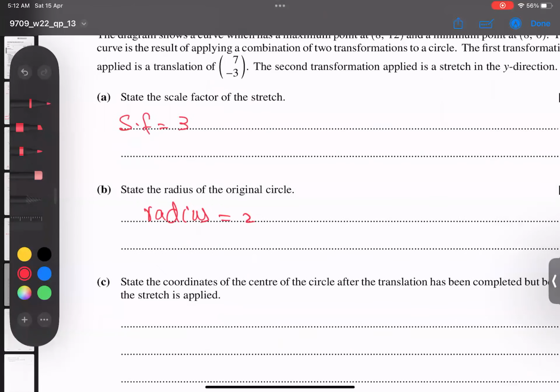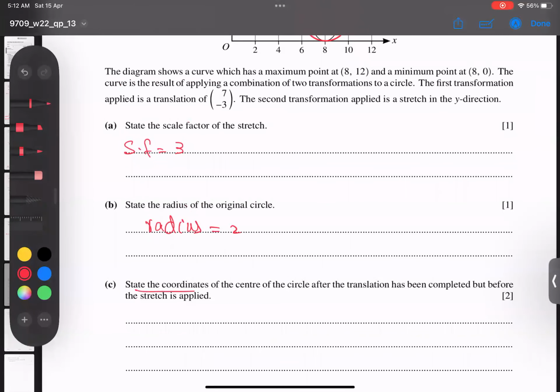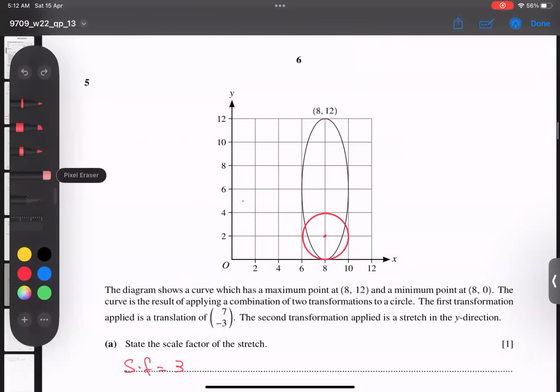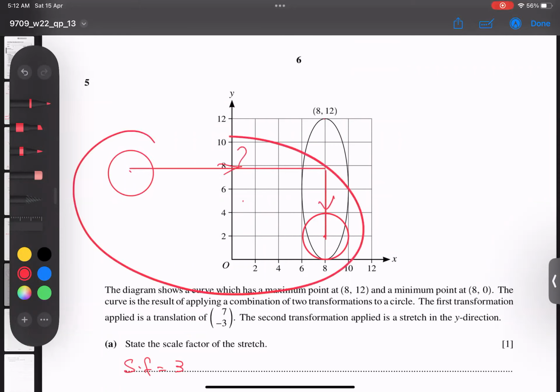Okay, and let's talk about what it is asking: state the coordinates of the center of the circle after the translation has been completed, but before the stretch. Before the stretch. So actually first he did the translation. I just give you some idea. So 7, minus 3. Suppose it is here. First it moves 7 this way and 3 moves downwards. Then he got this circle. This is the translation done. And then after that, it is stretched. I think you got my point.